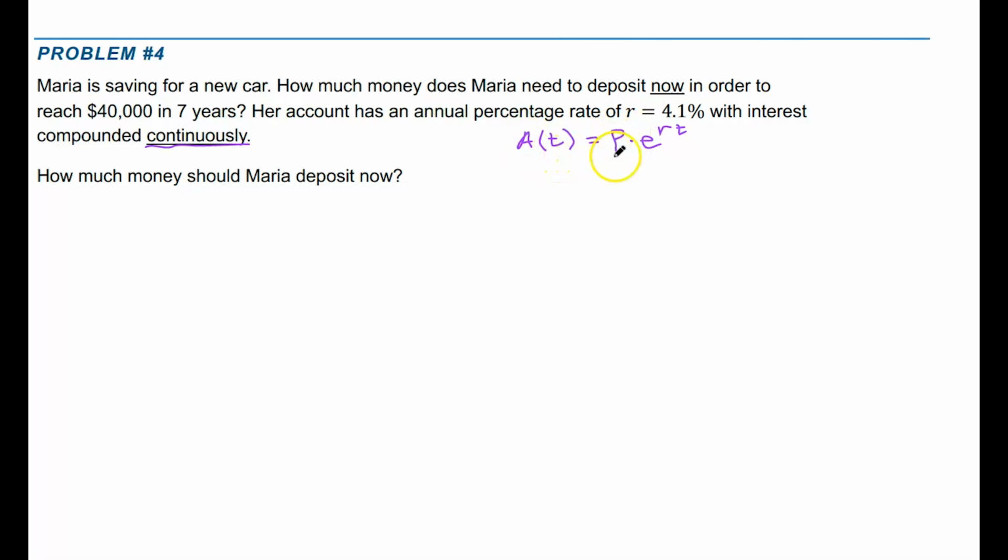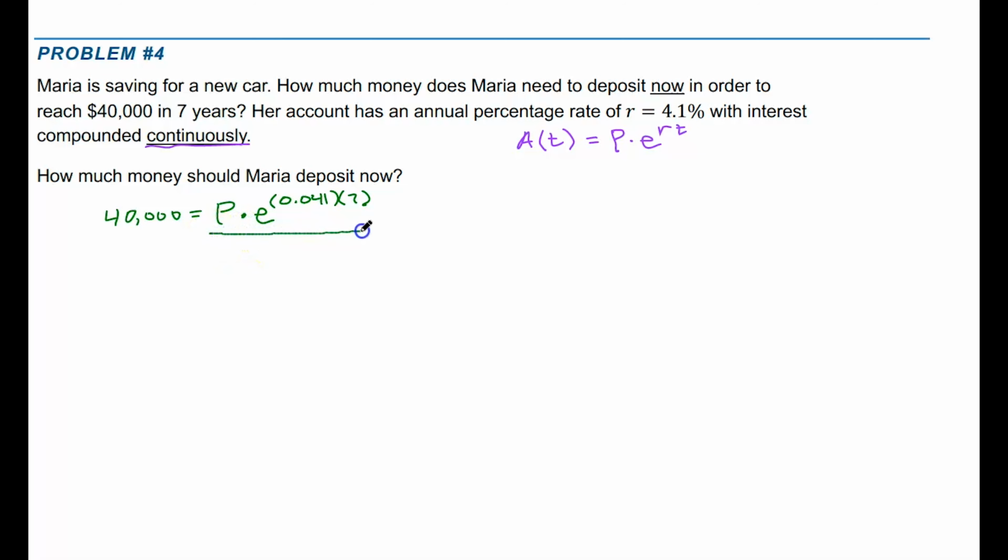We're solving for P. Now we could have solved for P in this formula if we're going to be finding a lot of these same kind of problems, but we don't have to. So I'm going to solve this one the other way, where we put those amounts in, and now we're going to solve for P. So P is connected to e to the 0.041 times 7 power by multiplication.